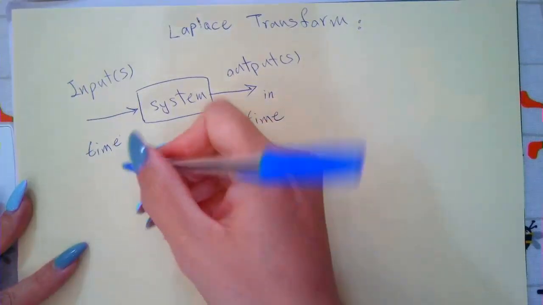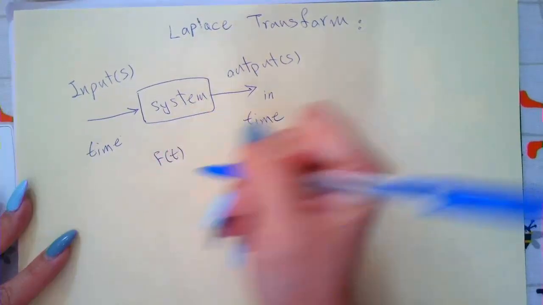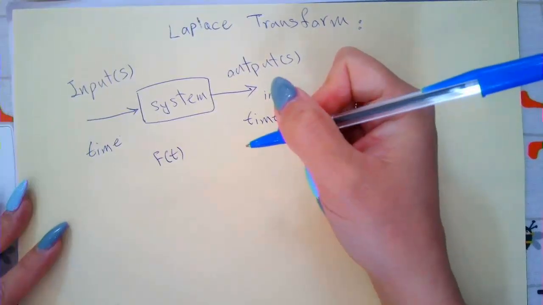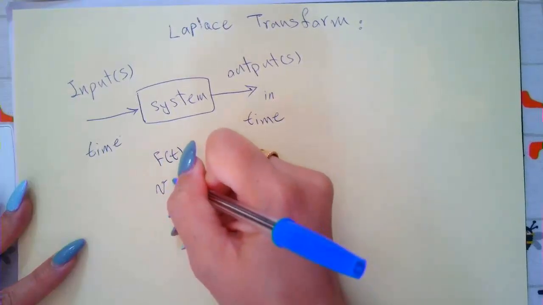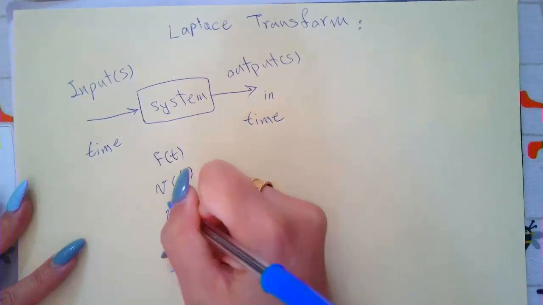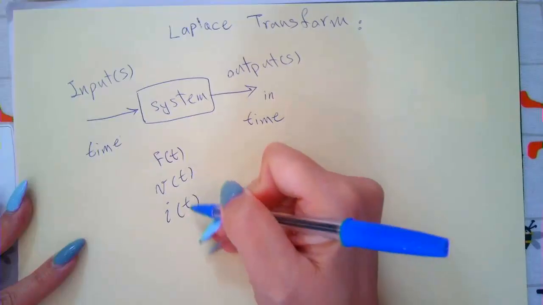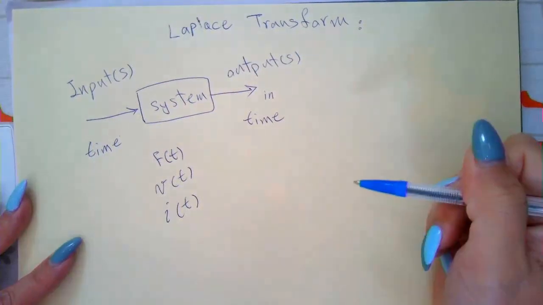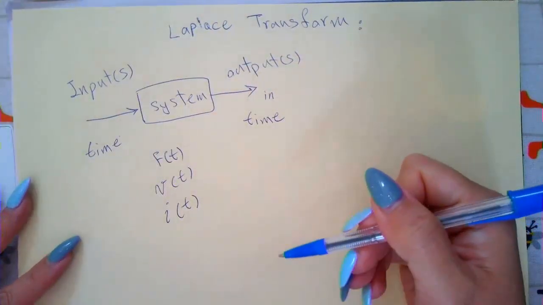So looking at a mechanical system, often we were looking at F of t. It was the force that was applied to the system. When we were looking at an electrical system, we often look at voltage in time, V of t, or sometimes we were looking at current, I of t. So you can see that the letter t here is representing time, and we were looking at the time dimension or time domain in this story.